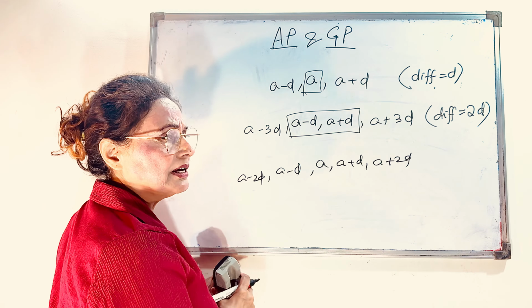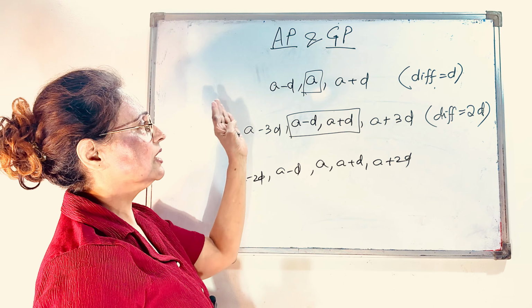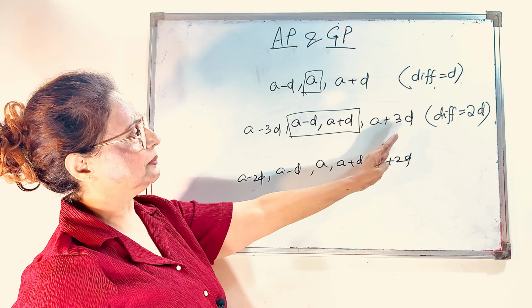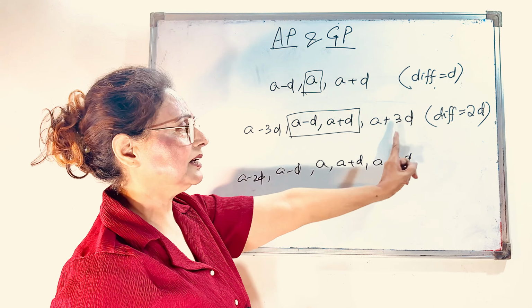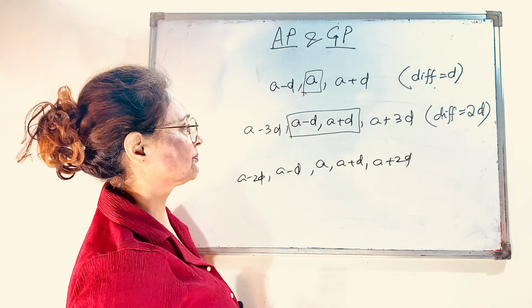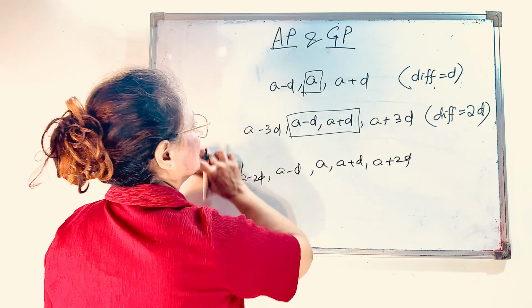Got it? So if the question says there are three terms in AP, and then whatever conditions, take the numbers like this. Four terms in AP, take the numbers like this. Okay, remember: odd, difference D; even, difference 2D. Write the middle two terms and then the other terms. Fine.